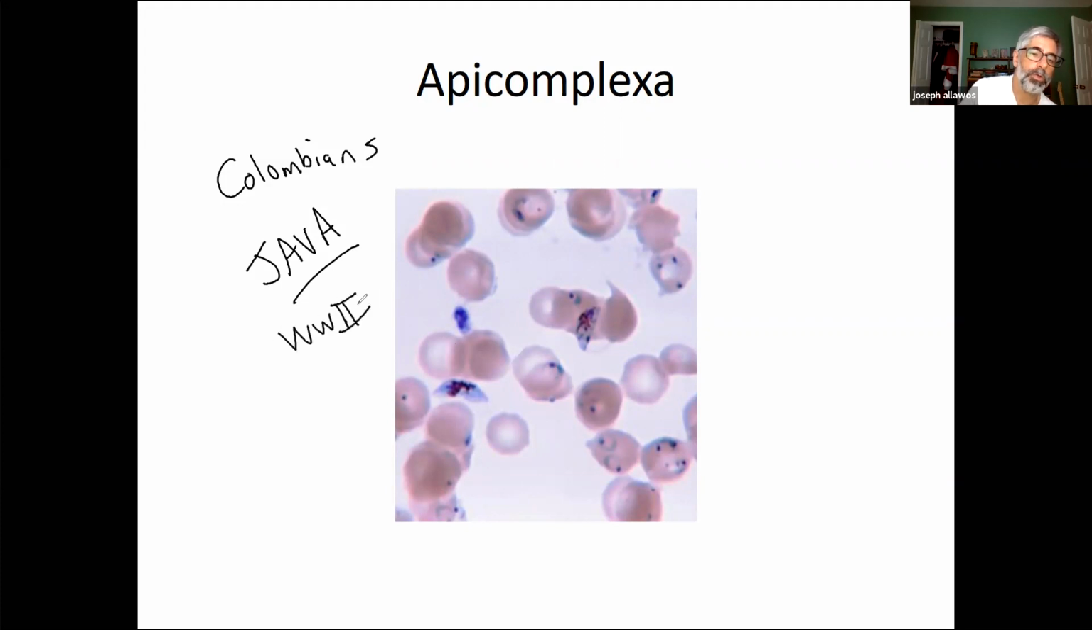And what happened in World War II was that the Japanese captured the island of Java. And when this happened, all of a sudden, the Allies had no more cinchona. They were completely cut off from their supply of cinchona. And we began to lose the war, literally, because our troops were contracting malaria. You can't fight with malaria. You're very sick. You have fever.